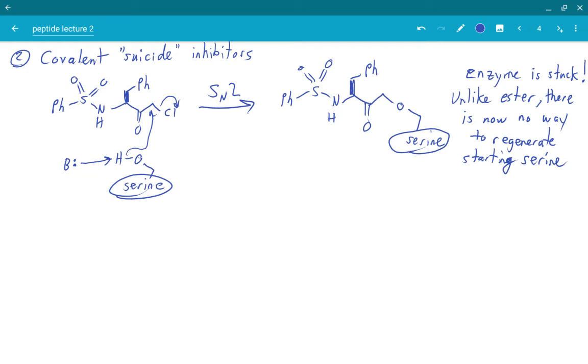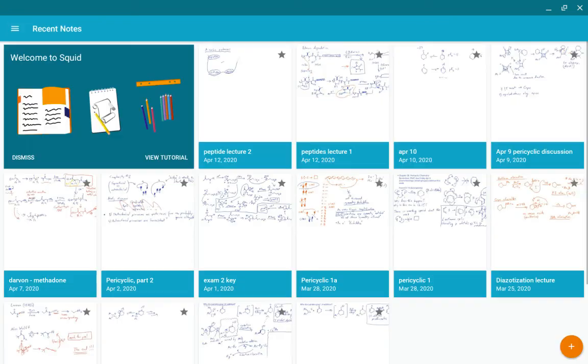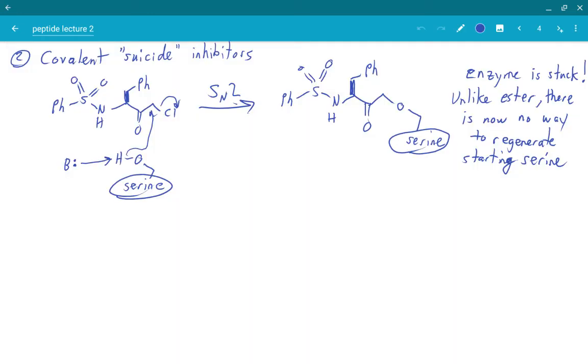So electrophiles are often used, as shown here, but electrophiles themselves are often too reactive or create other problems in the body, and so chemists have gotten increasingly sophisticated in how they achieve this sort of covalent inhibition.